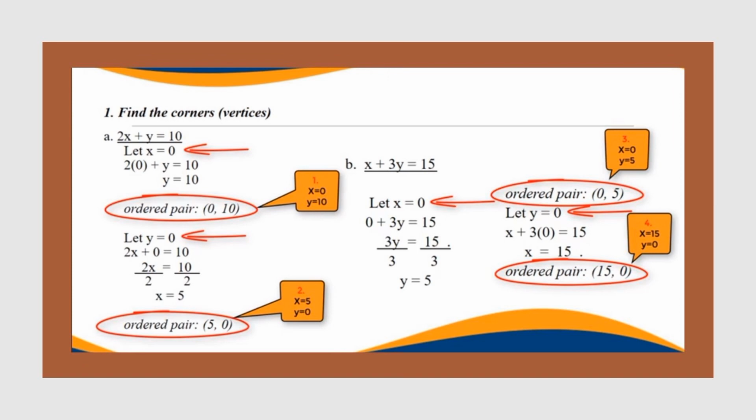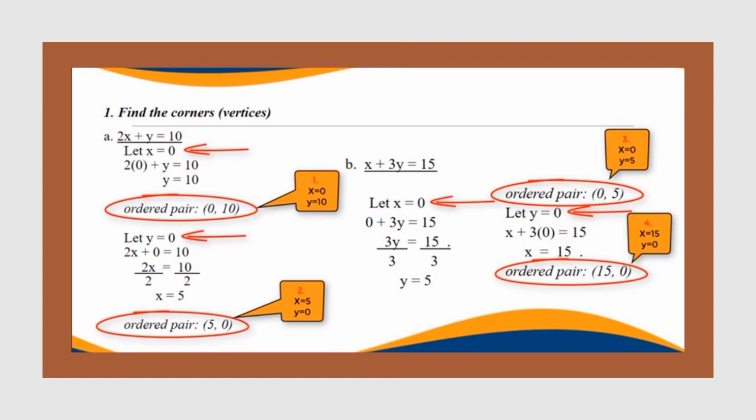The first step is we need to find the coordinates, the x and y. To find x, just substitute y to 0, and to find y, just substitute x to 0. So here from the problem, 2x plus y equals 10, our x is equal to 5 and our y is equal to 10.